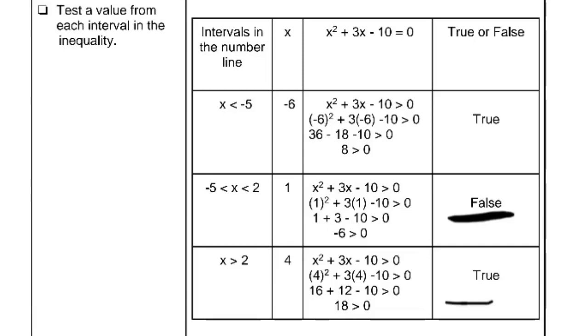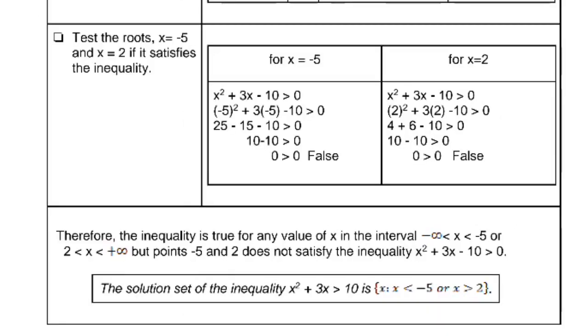Now, since the given values of x in the given interval make the inequality true, this means that they are part of the solutions. Now, let's test the roots x equals negative 5 and x equals 2. Let's test if these satisfy the inequality. So, if x is equal to negative 5, you have there 0 greater than 0, which is false. And if x is equal to 2, you have there also 0 greater than 0, also false, not true.